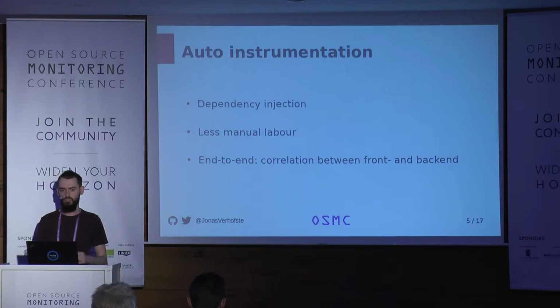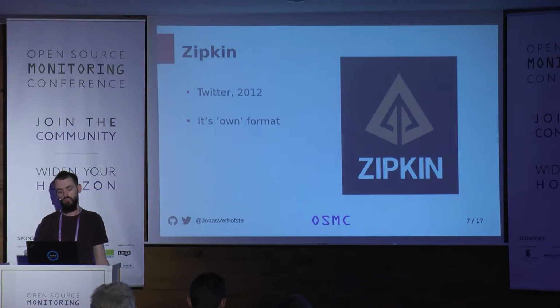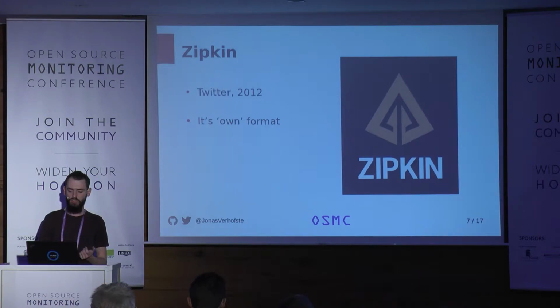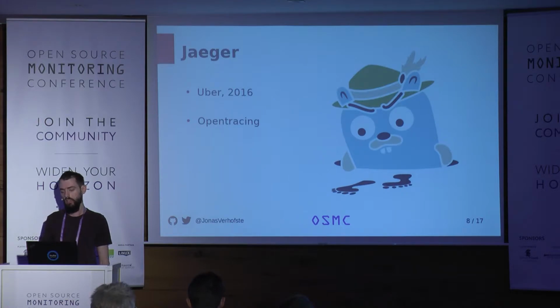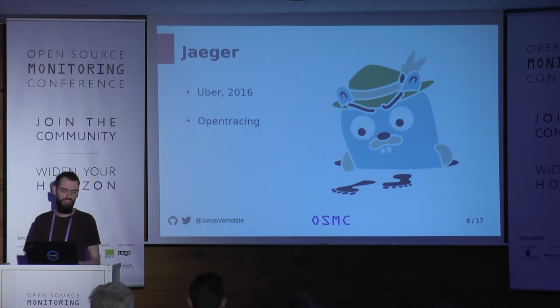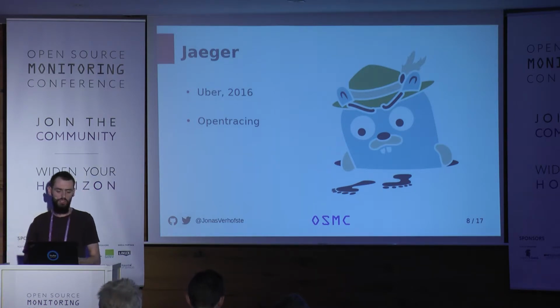So I did some research and stumbled upon the most frequented tools like Zipkin, which was open sourced in 2012. It uses its own format, which is relevant next, because then you have OpenTracing, and most notable in OpenTracing is Jaeger by Uber. Zipkin in the beginning was part of OpenTracing but bailed out. They didn't agree with some of the choices OpenTracing was making, so they just went on with their own stuff.